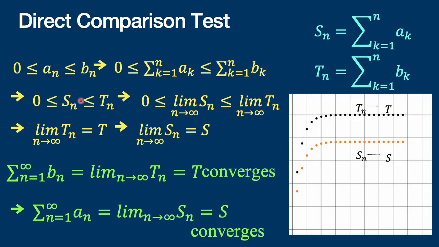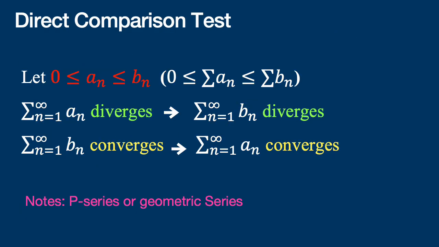Look at this one. b_n is a sequence whose infinite series converges, and the infinite series of a_n converges. That's the direct comparison test, okay? Here we compare two sequences. a_n is less than or equal to b_n, which means each term of sequence a_n is less than or equal to each term of sequence b_n.